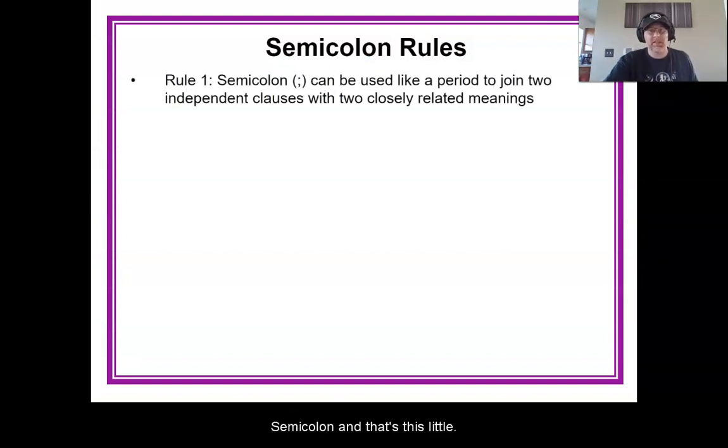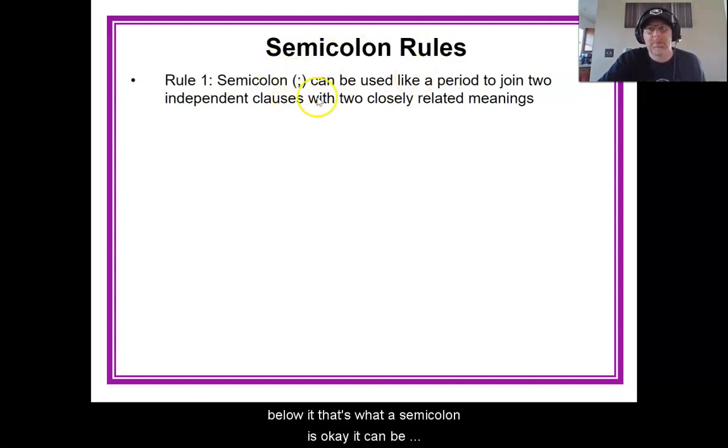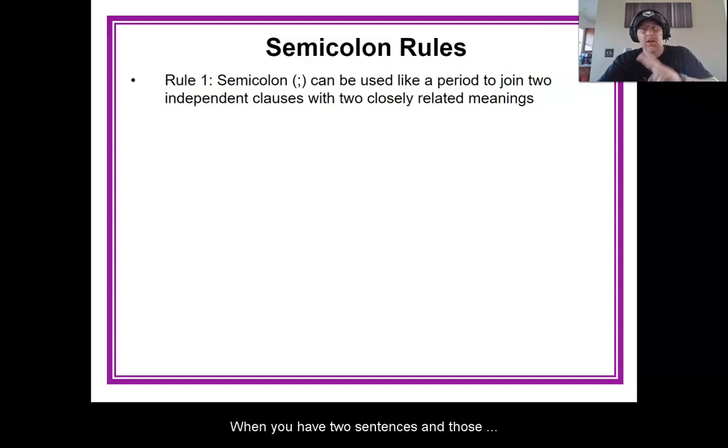Semicolon, okay, and that's this little period with a comma below it. That's what a semicolon is, okay? It can be used like a period in order to join two independent clauses when they both have similar meaning to them, okay? So you can use it like a period when you have two sentences and those sentences are related to the same thing.